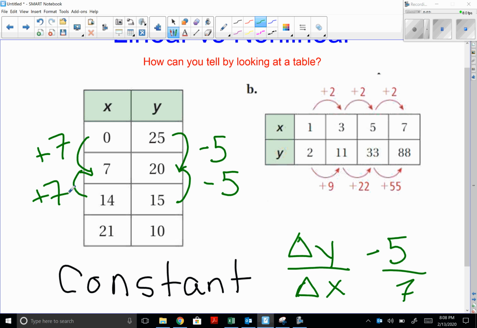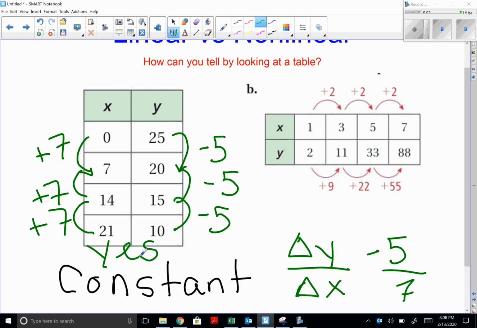So I think it's linear, but I want to confirm by looking at the last 2 points to make sure. To go from 15 to 10, I'm subtracting 5. And to go from 14 to 21, I'm adding 7. So this is an example of a linear function, because the rate of change is the same no matter which 2 points you choose. Now let's look at the second table. Oh, I guess I should say, yes, it is linear.